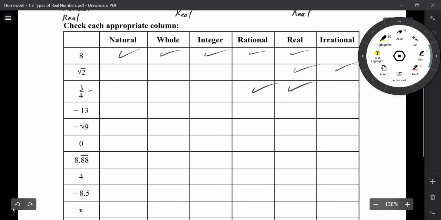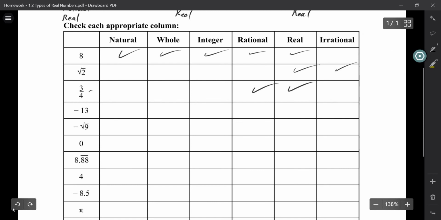Let's see. -13. It's not natural because it's less than 1. It's not whole because it is less than 0, but it is an integer. It's not expressed using a fraction, which again makes it rational and real as well.